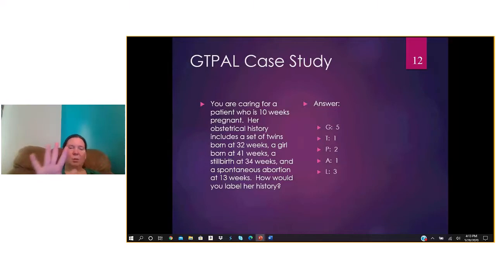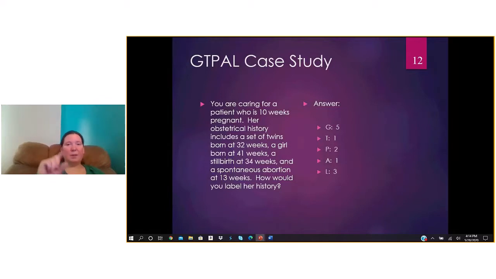The T, the term, any pregnancies that ended at 38 weeks and up. There's only one on here that lasted that long. She had a girl born at 41 weeks, so that is our only term pregnancy. For preterm, again, number of pregnancies, she has 2 preterm pregnancies in this case. She had a set of twins born at 32 weeks. That's still 1 pregnancy. Even though it's twins, it counts as 1. And then she had a stillbirth at 34 weeks. That's 2. Even though baby died, because it's after 20 weeks, it's still considered preterm, not a spontaneous abortion.